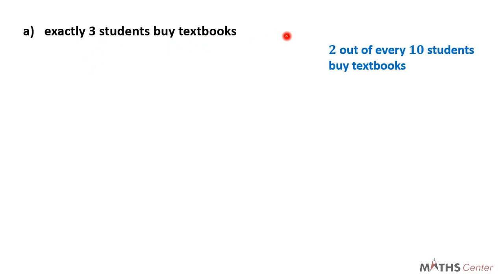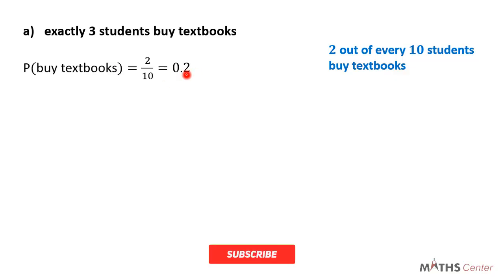From the question, we are told that 2 out of every 10 students buy textbooks. This means that if you select 10 students, 2 of them buy textbooks. So the probability that a student buys textbooks will be equal to the number of students who buy textbooks, which is 2, divided by the number of students selected, which is 10, and this gives us 0.2. The probability that a student buys textbooks is 0.2.